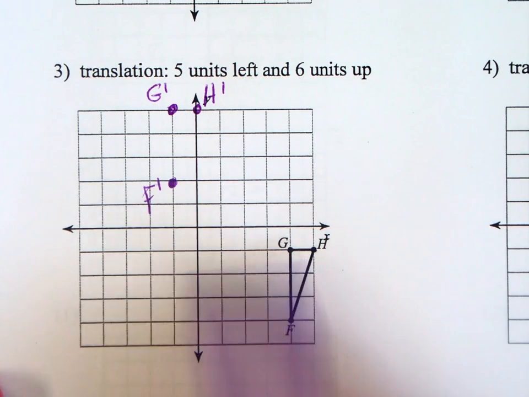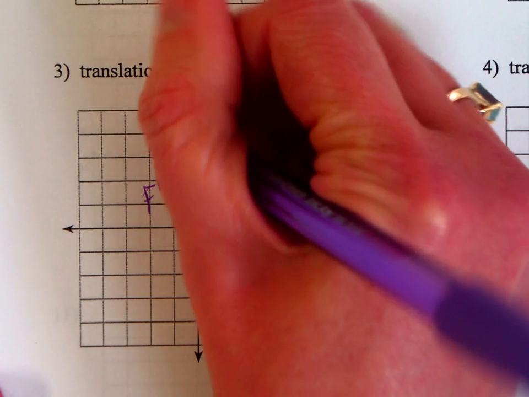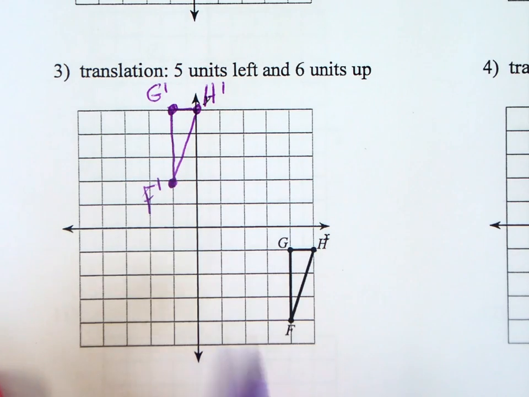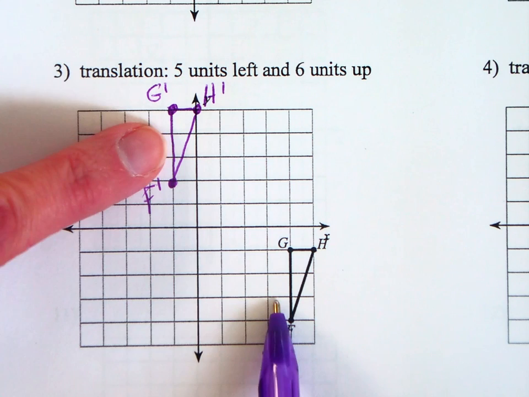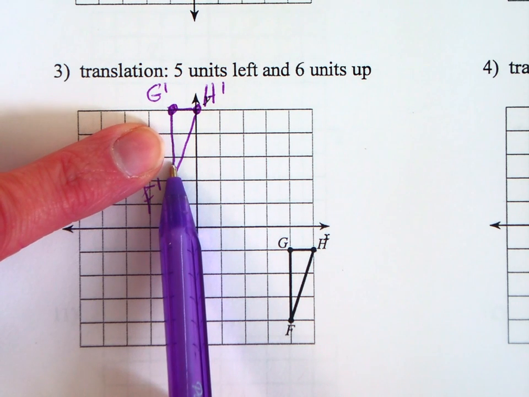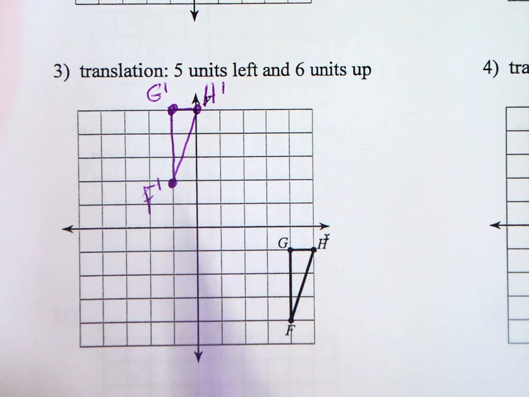So once you've translated each point, then you can connect it. And you should notice that you have a congruent triangle. They're exactly the same size and shape still. It just moved its location.